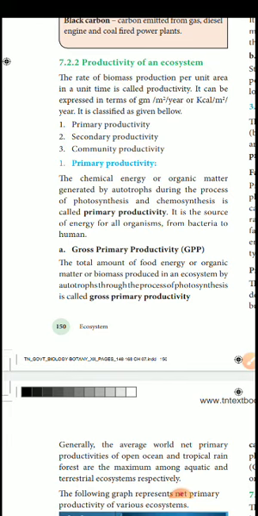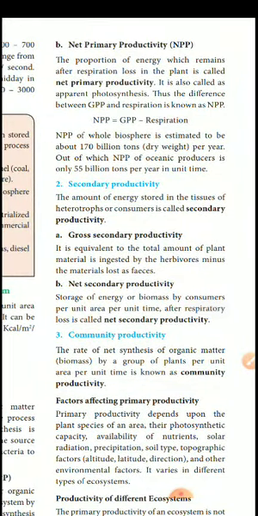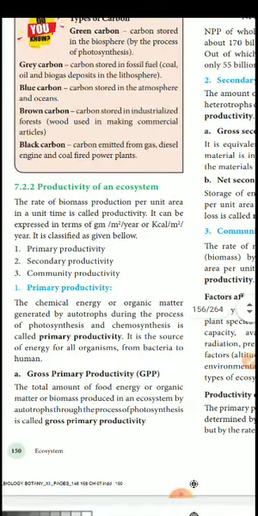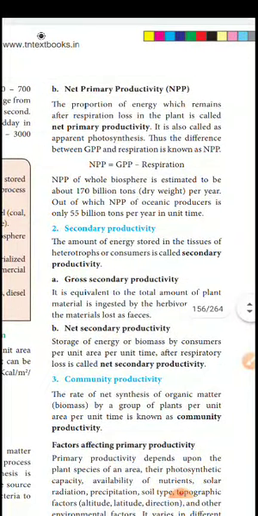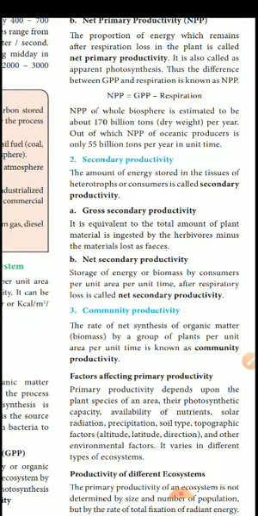What is gross primary productivity? The total amount of food energy, GPP, which you know. The total amount of food energy or organic matter biomass produced by the ecosystem is called gross primary productivity. Next, net primary productivity is the proportion of the energy which remains after respiration. The total is GPP, and the remaining amount is net primary productivity. GPP minus respiration is net primary productivity. Total productivity minus respiration gives NPP.